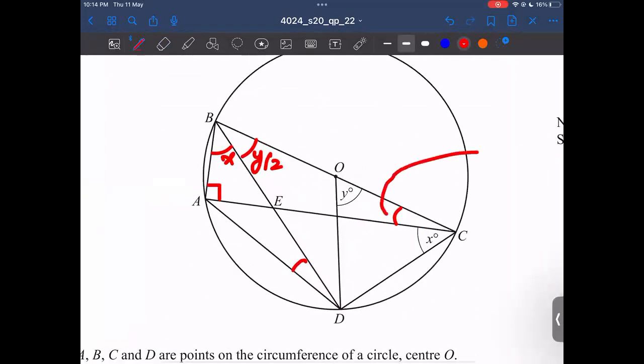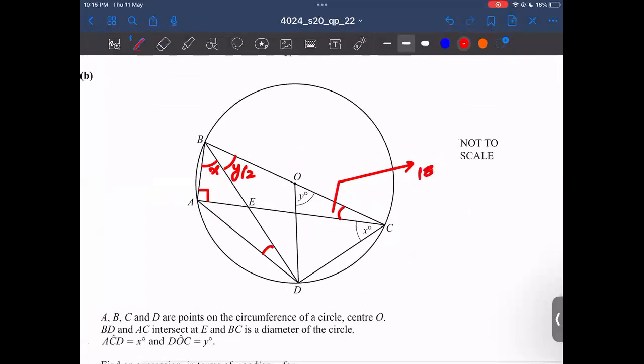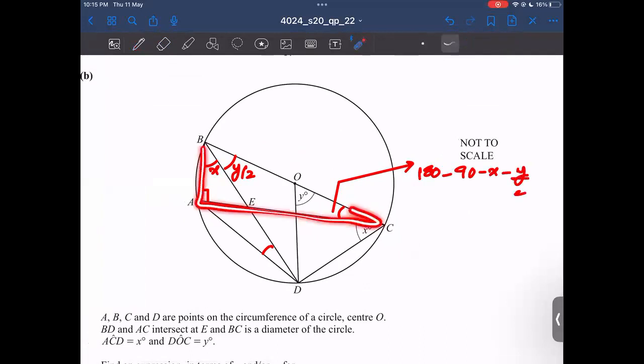How can we find out this value? The sum of the interior angles of the triangle is 180. So 180 minus 90 minus x minus y by 2 will give this angle, since together they make an angle of 180 degrees. So what is this answer? 180 minus 90 is going to be 90. 90 minus x minus y by 2.